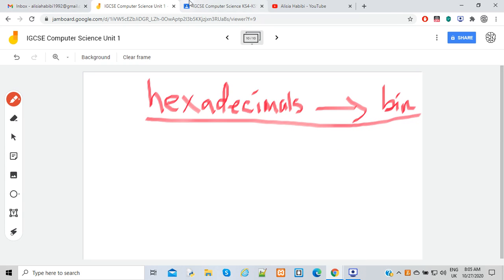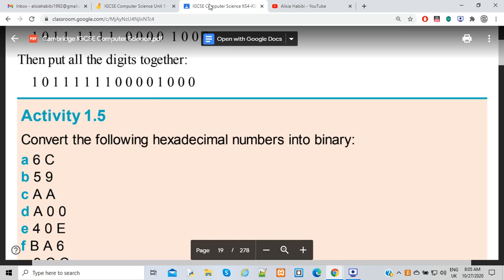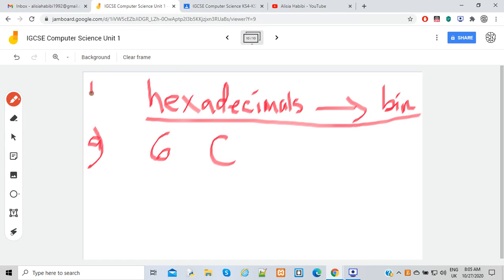What we're going to do is take the first example. We'll do 2 examples from here, and then I'd like you guys to practice as usual, or 3 examples. So 6C is what we have, right? This is activity 1.5, okay? So 1.5.